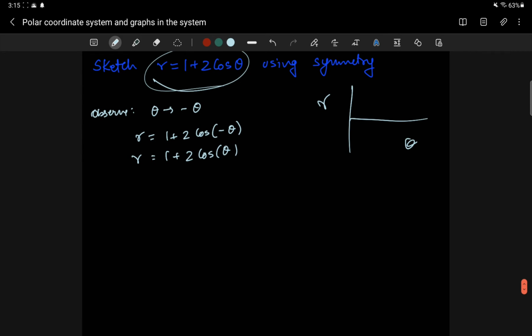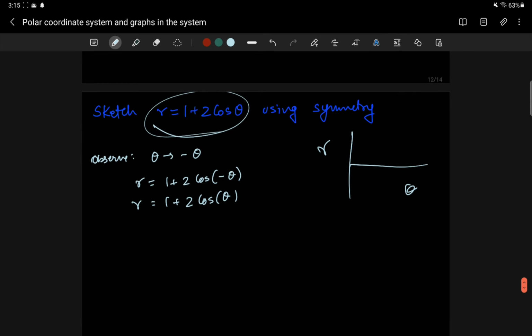Okay, so we follow the procedure that we had before. First we plot this in rectangular coordinates. So 1 plus 2 cosine theta is going to have a max value of 3 and a min value of negative 1, and it's going to look like that, where the turning point is pi and this is 2 pi.